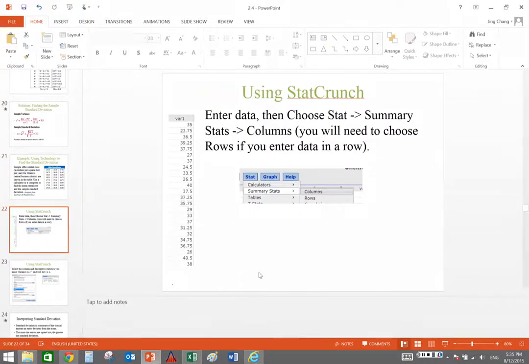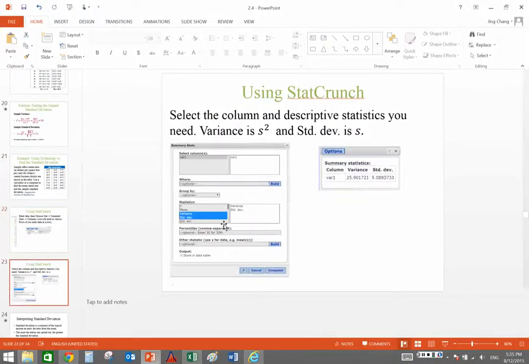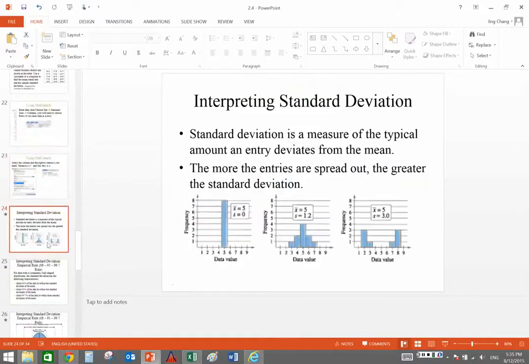So if you use StatCrunch, just choose variance standard deviation from this box. That'll give you the sample variance and sample standard deviation. Standard deviation is very important. Let's look at this slide to see how we interpret standard deviation.